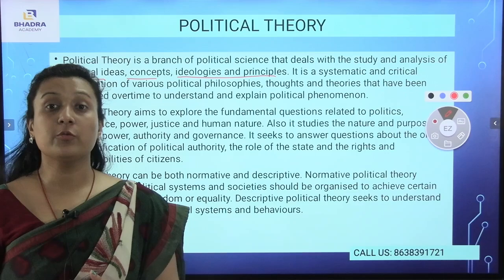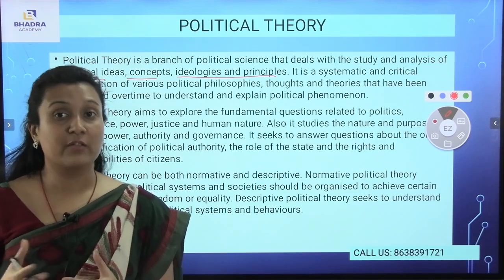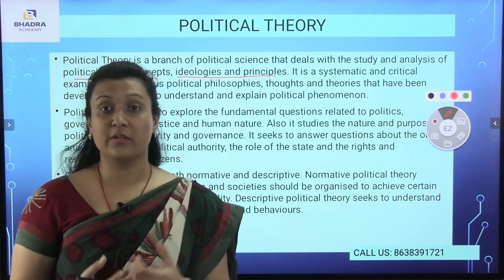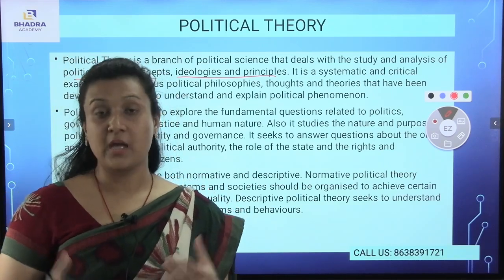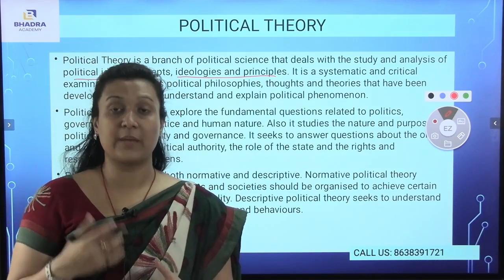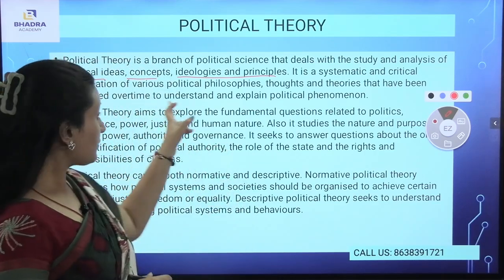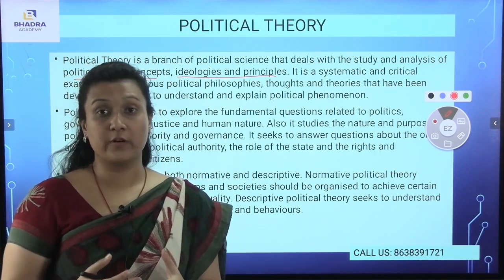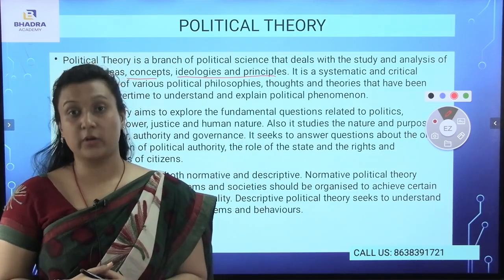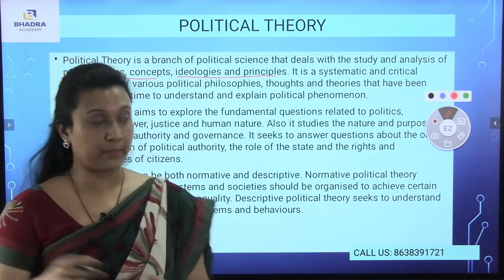Now, Mahatma Gandhi's ideology is related to political theory. Other leaders have different political ideologies, different viewpoints and concepts, and all of this comes under the category of political theory. It changes over time, it modifies over time. It is developed over time to understand the viewpoint and the phenomenon of politics, which changes from time to time.